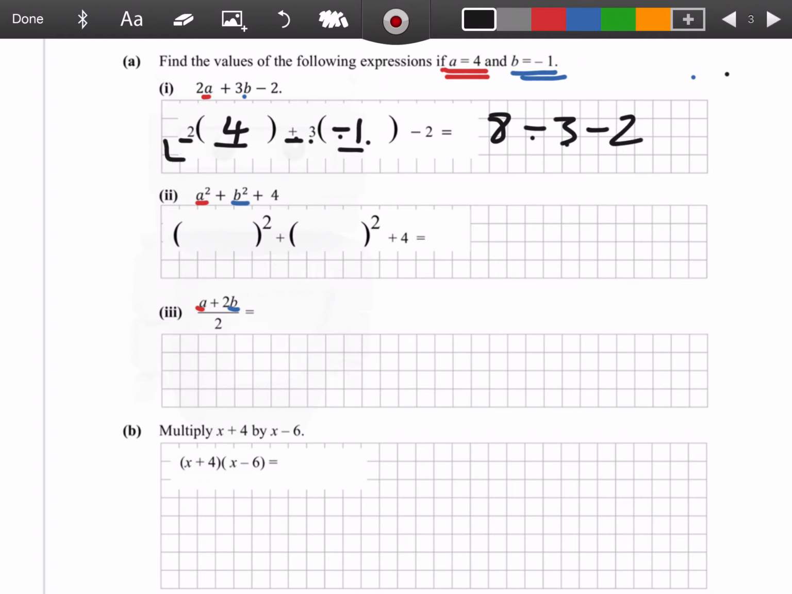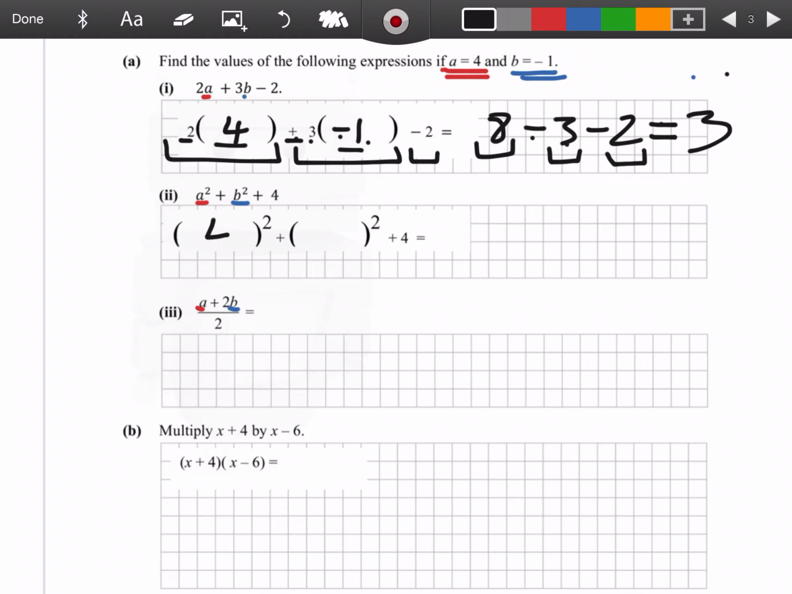So I've done this bracket, I've got my answer. I've done this bracket, I've got my answer. And I'm carrying across the minus 2. And then I'm just going to get my answer for that. 8 minus 3 is 5. 5 minus 2 is 3. Done.